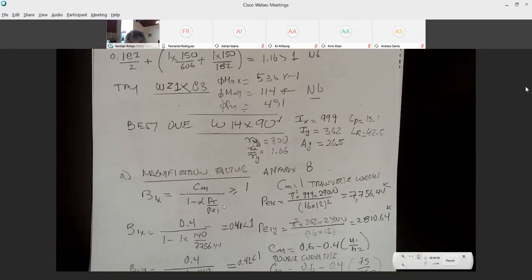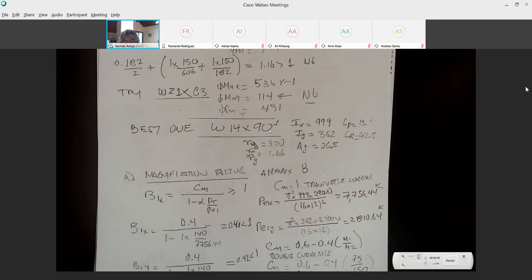And we're ready to check this section. This letter F means that it had a problem as a beam. And that problem is probably the flange.